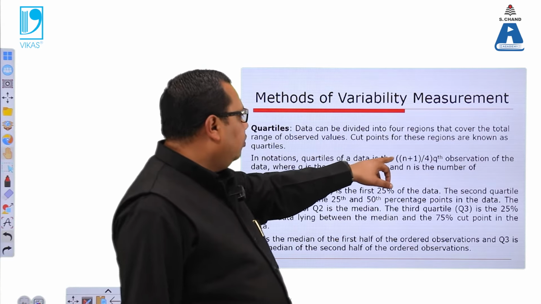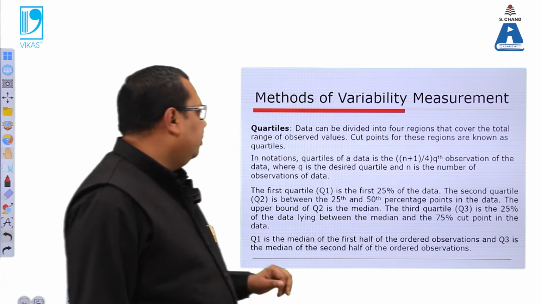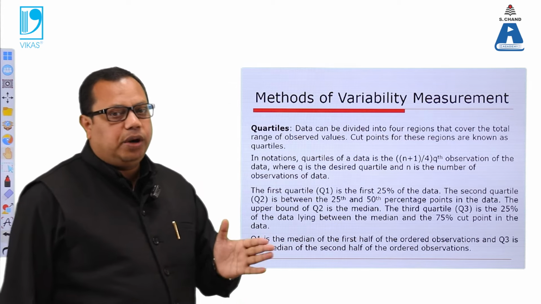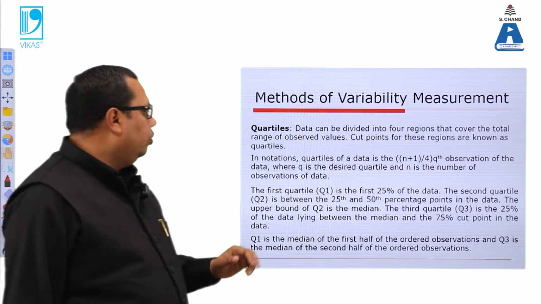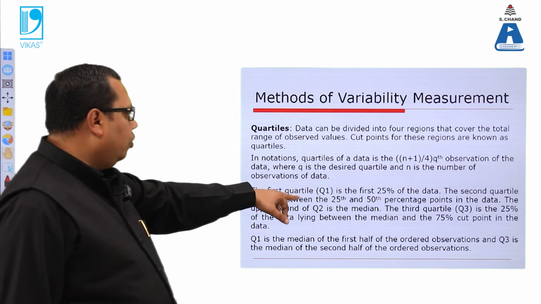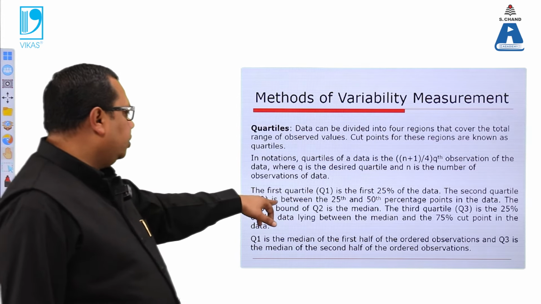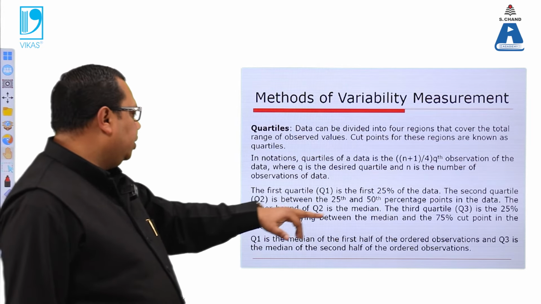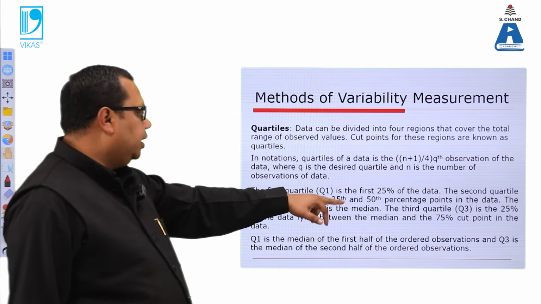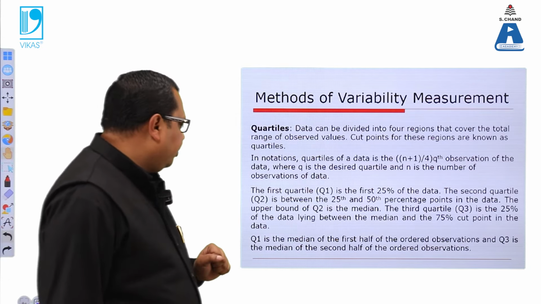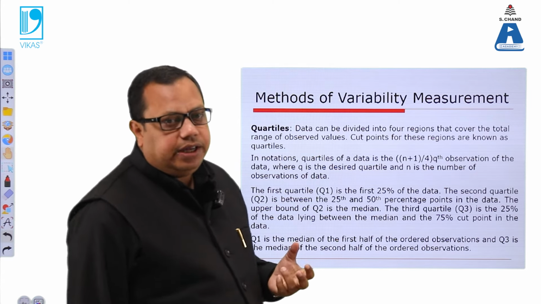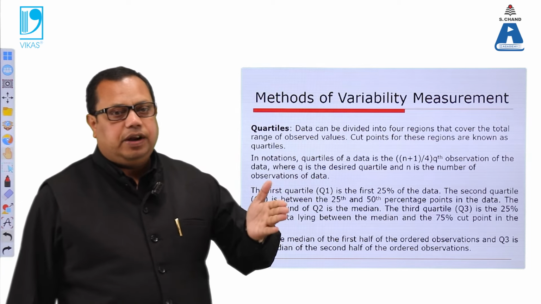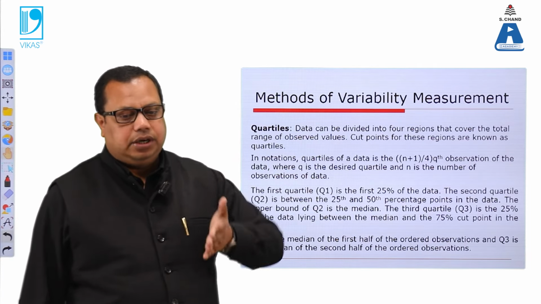The quartile position is n plus 1 by 4, the kth term. Suppose we have divided into 4 groups. The first quartile is Q1, which is 25%. The second quartile is Q2, between 25 to 50. Then Q3 is the 25% lying between the median and the 75% point. So basically, when we divide into 4 groups, we are breaking the data into 0 to 25, 25 to 50, 50 to 75, 75 till 100.